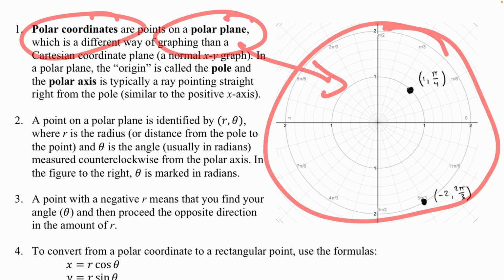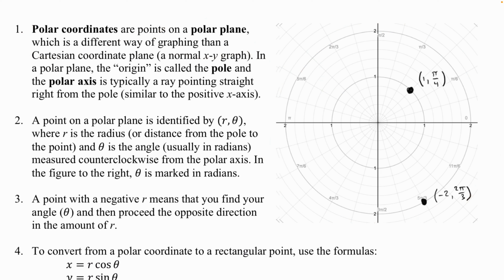And so we have a few things that are important. At the middle, instead of having an origin, we have what's called the pole. And then almost always, in the cases that we'll see, we go off to the right from the pole, and that's called the polar axis. And so that's where we start counting our degrees.